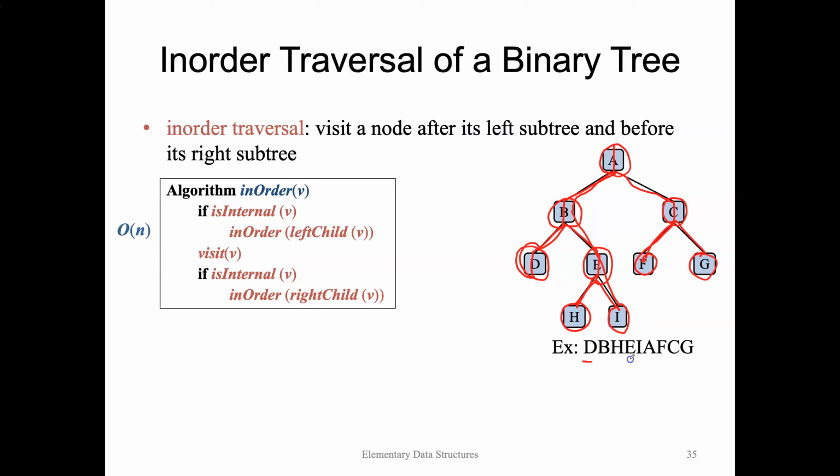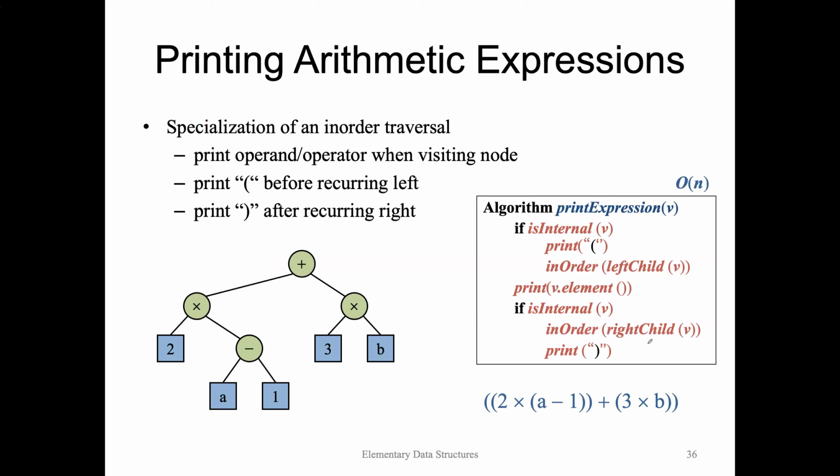So this is that order in which we encountered vertices. Again, in-order traversal also runs in total linear time. We visit each node exactly once. And we could specialize this in order to print a fully parenthesized infix notation of the arithmetic expression tree from earlier.